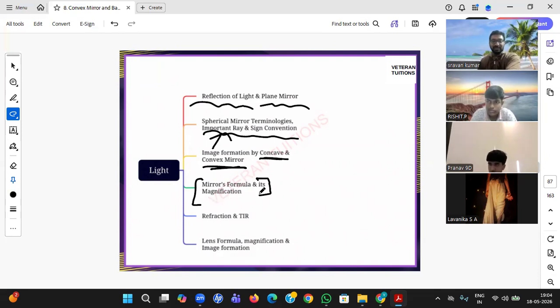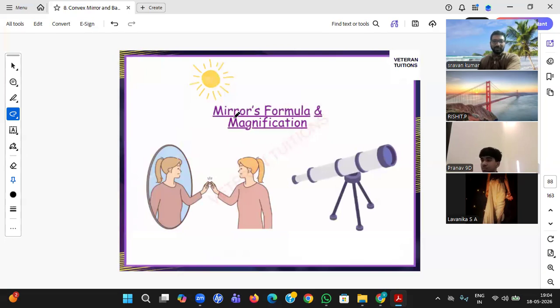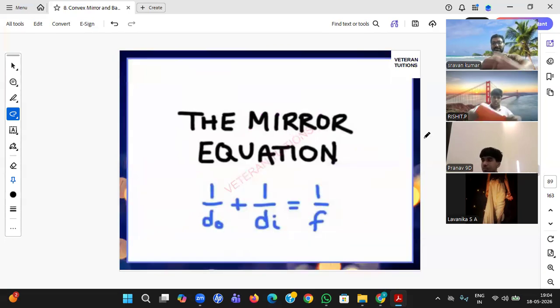But before that, there are some formulas you need to use in every numerical. The formulas are the mirror formula and the magnification formula. Write the mirror formula, this one. I'll explain what this is. Mirror formula.